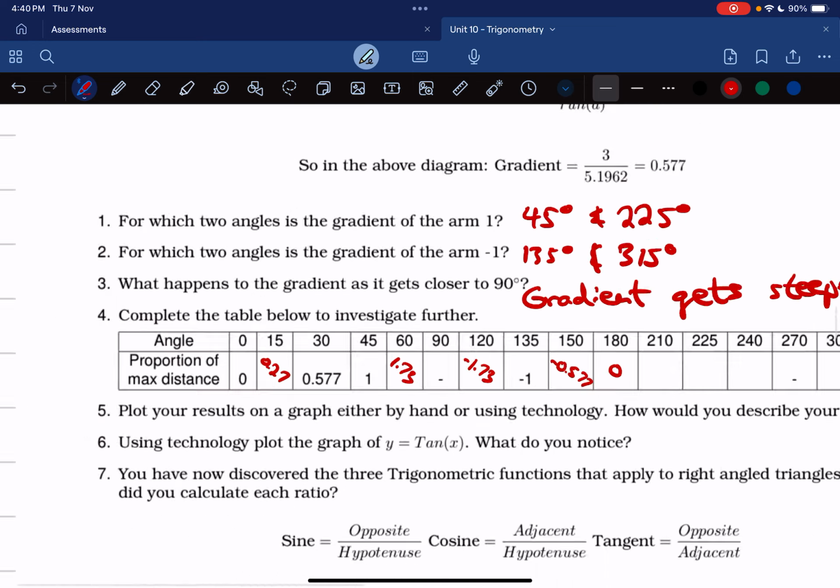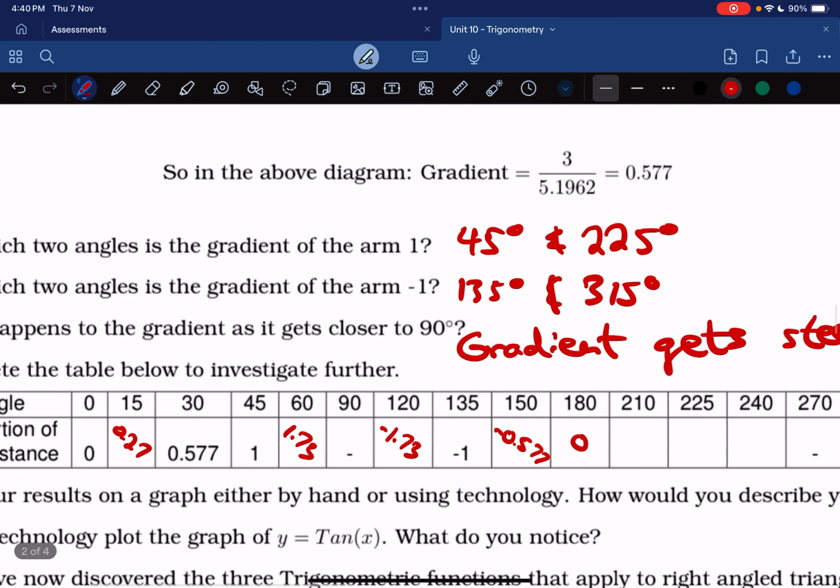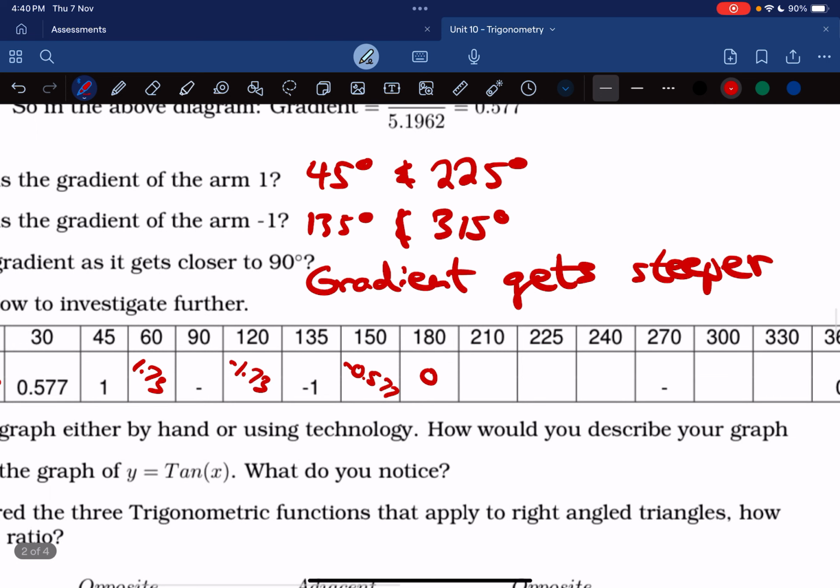At 180, I'm at 0, because at 180, again, we are at this sort of horizontal line. Okay, gradient of a horizontal line is 0. 210, 0.577. We can start to see some patterns here. At 225, I'm at 1, like we said.